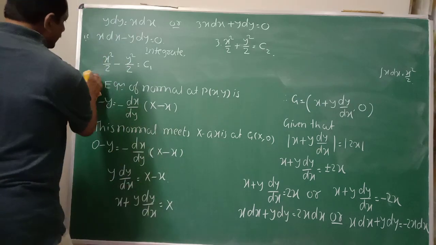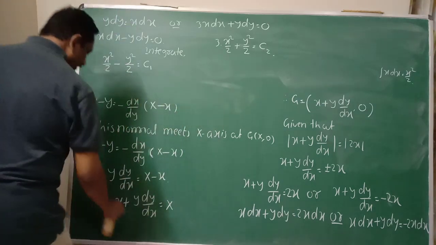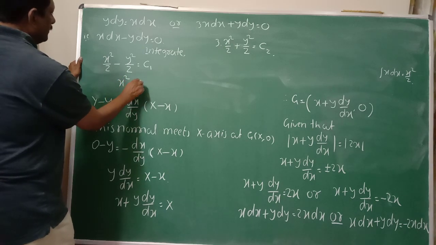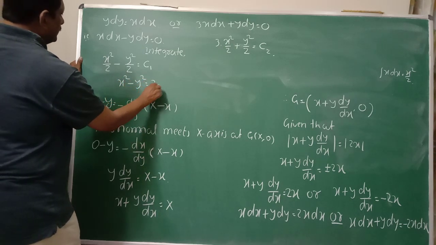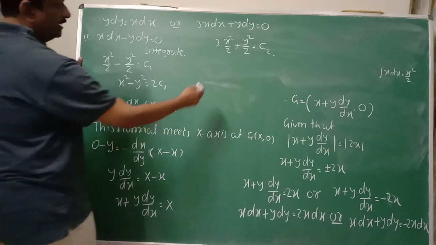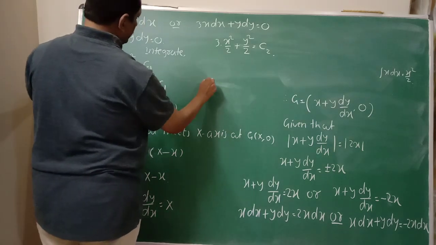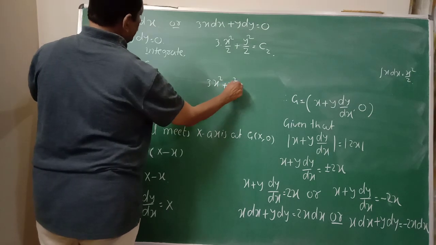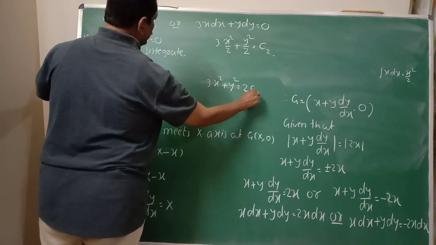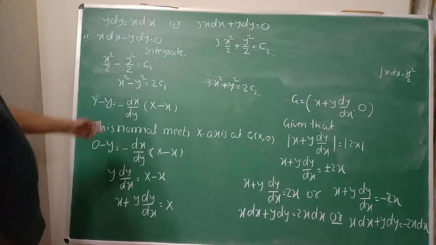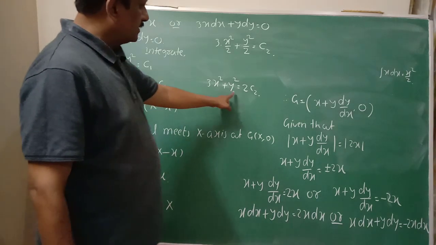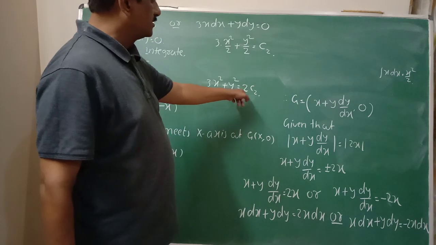Then multiplying both sides by 2 gives x square minus y square is equal to 2c1. And here also multiplying both sides by 2, so 3x square plus y square is equal to 2 into c2. Here x square minus y square equal to a constant, and here 3x square plus y square equal to 2c2, it is also a constant.